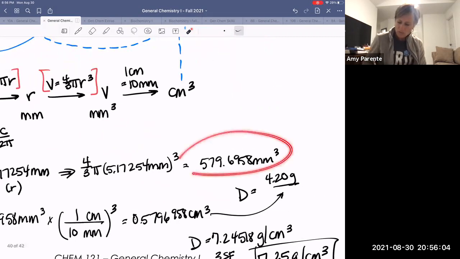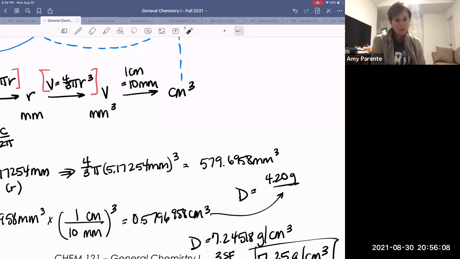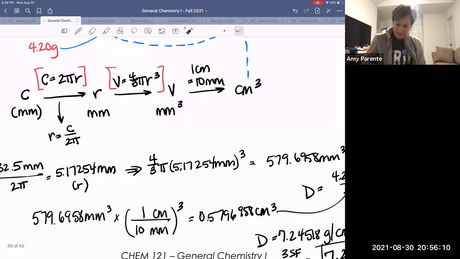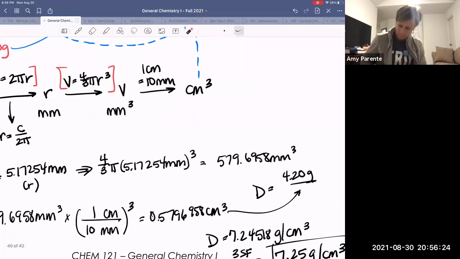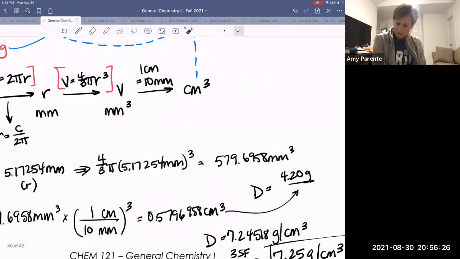Here's the volume of my sphere in terms of cubic millimeters. Now I can take this number. I know that 1 centimeter is 10 millimeters, but I need to cube this entire quantity, which means that it's going to be 1,000 down there in the denominator. So I'm going to have this number of cubic centimeters, and I put this into this equation to give me density.